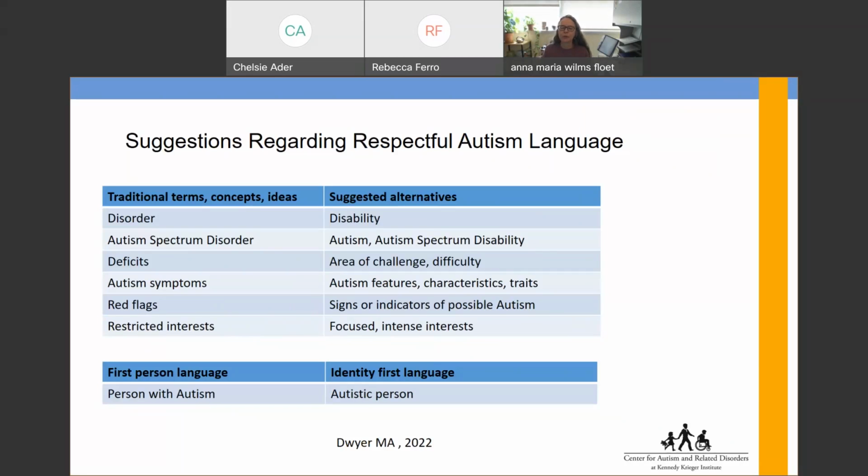And for those of you who are familiar with the difference between person-first versus identity-first language: person-first language would be a person has autism. Identity-first language would be the autistic person. There is definitely opportunity, I think, for discussion and opportunity to learn from people with autism who will tell us. And as you may have heard the term, nothing about us without us.